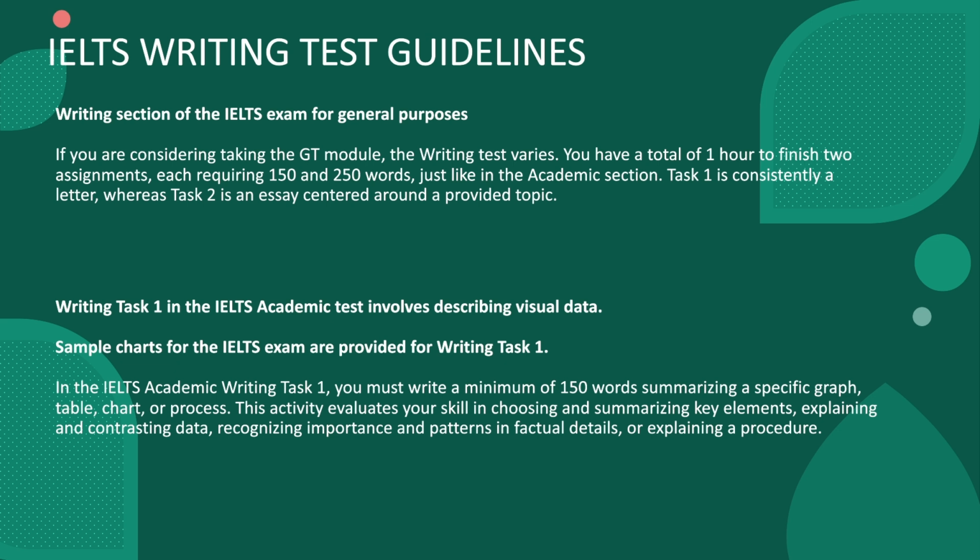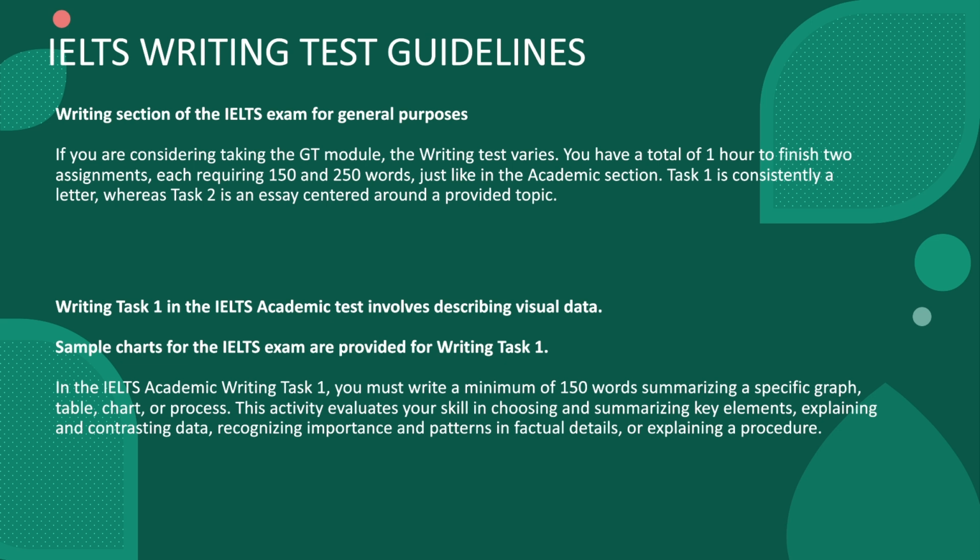It can be formal, informal, or semi-formal, which I'll talk about in other sessions. Whereas Task 2 is always an essay centered around a provided topic. So you have a topic and then you have to write 250 words for your Task 2. And Task 1 would be for sure a letter for general purpose.